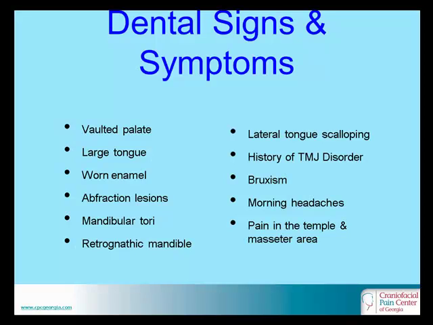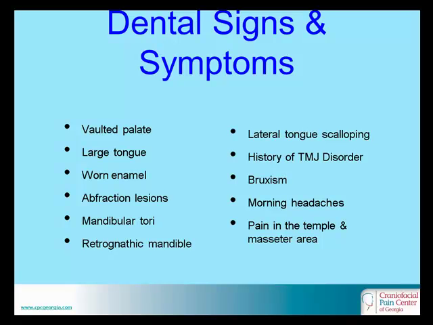So if we change gears a tad and we look at dental science, what are some of the things that could just stand right out there and give you an idea of maybe asking questions? One of the biggest ones is the vaulted palate. Development of the maxilla, or underdevelopment of the maxilla, can play a significant role with contributions to sleep apnea from the standpoint of the nasal passages being very restrictive. But then you've got simple things: large tongue, worn enamel, these abfraction lesions that you might see on the class 5 lesions, a mandibular torus, a retrognathic mandible.